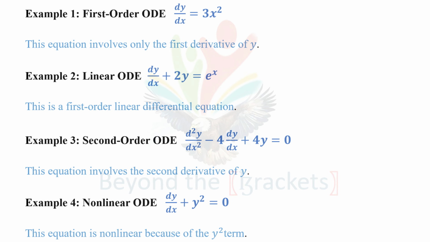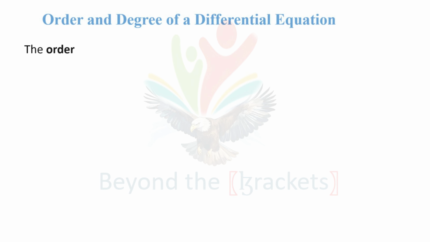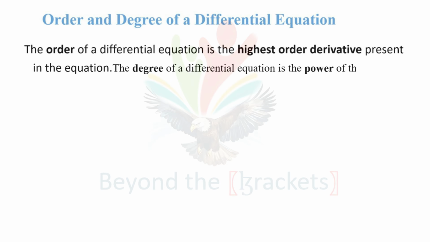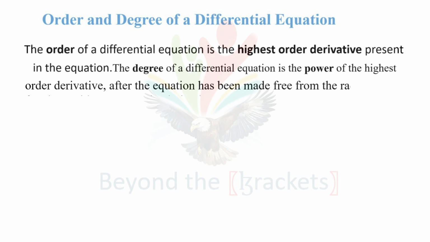As you can see, in each of these examples, x is the independent variable. Each equation involves only a single independent variable, and that's what makes them ordinary differential equations. Further, the order of a differential equation is defined as the highest order derivative present in the equation. The degree of a differential equation is the power of the highest order derivative after the equation has been made free from radicals and fractions with respect to the derivatives.